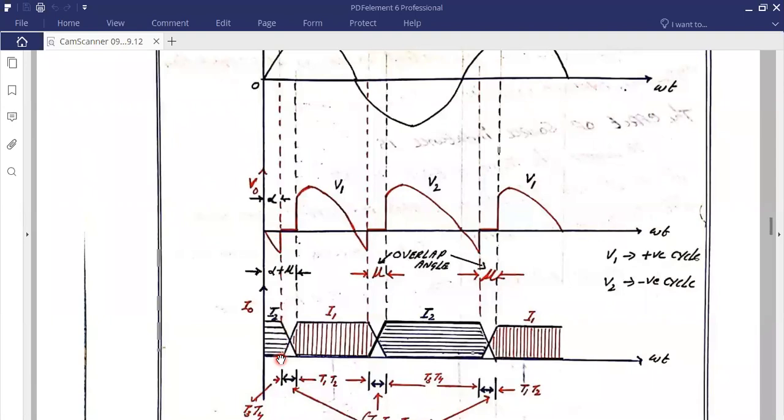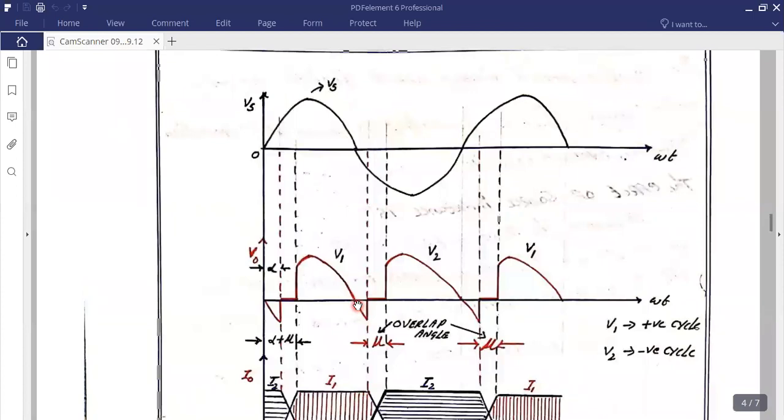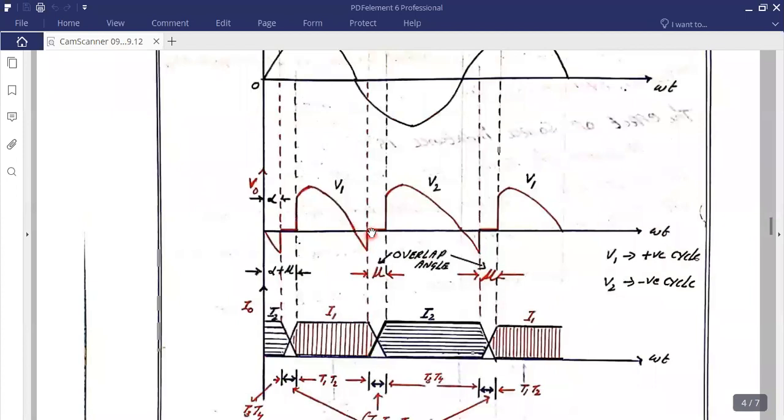If the inductance is not present, then the current waveform should have a straight line, isn't it? But due to the source inductance, the current is going to be gradually increasing and reaches the final value of the load current. After that, the triggering pulse is given at alpha. The actual conduction should be up to pi plus alpha. This is pi, and this is going to be pi plus alpha.